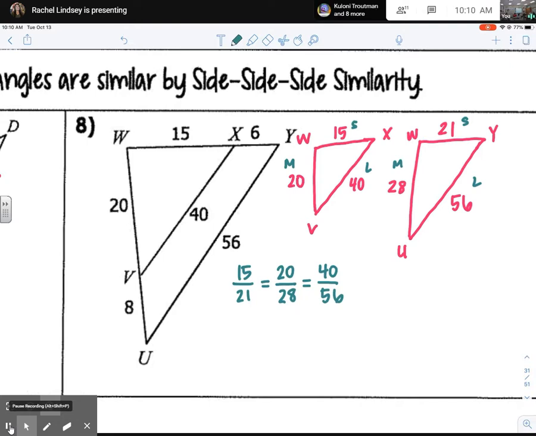So what's 15 over 21 reduced to? 5 over 7. What does 20 over 28 reduce to? And 40 over 56? 5 over 7. So are all three sides proportional? Yes. So are they similar? Yes, they are similar by side similarity.